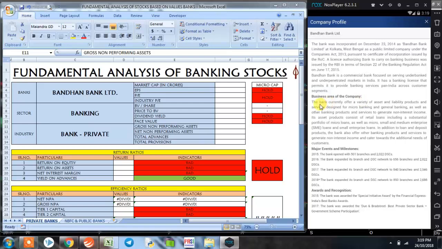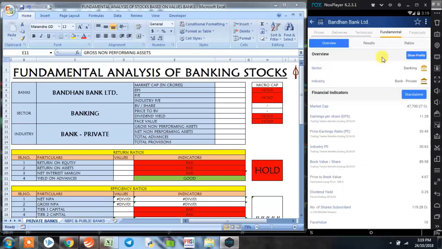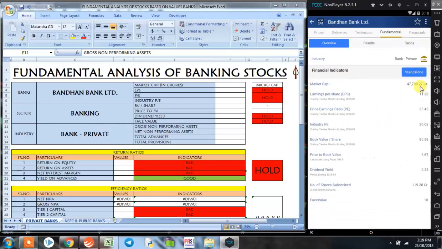The business of the company is that the bank currently offers a variety of asset and liability products and services designed for micro banking and general banking. So this was about the bank. Now let's come to the financial indicators. We'll be using these financial values in our Excel program. The first is market cap, which is 47,700.27.